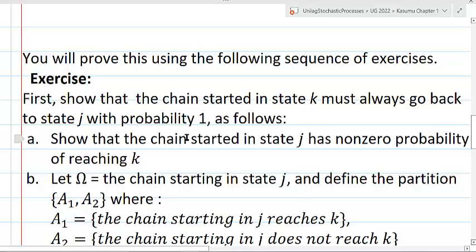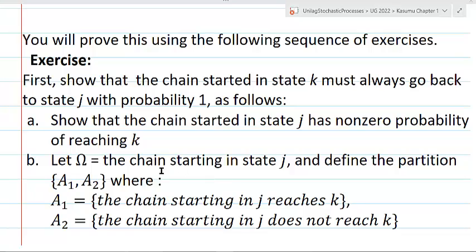Show first that the chain starting in state j has a non-zero probability of reaching k. All right, this actually just follows from the definition of communicating. So this is not a difficult problem. So let me choose my sample space as the chain starting in state j. So I'm thinking of all sequences of the chain starting in state j.